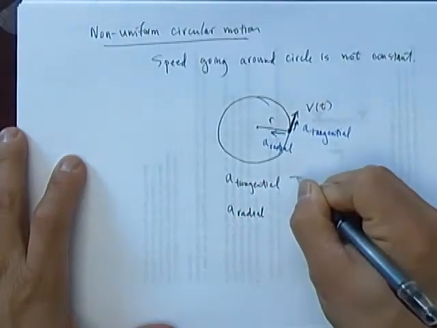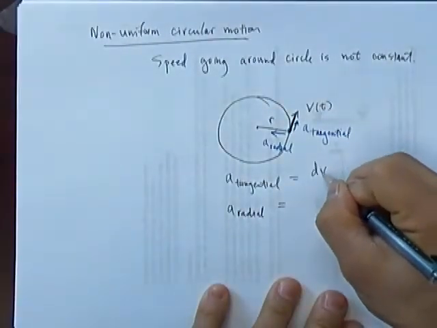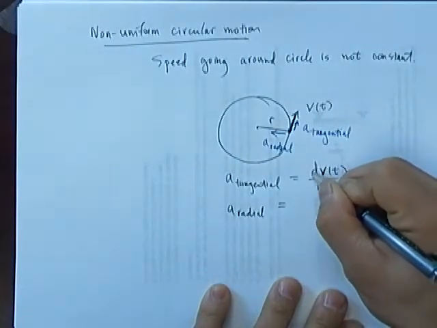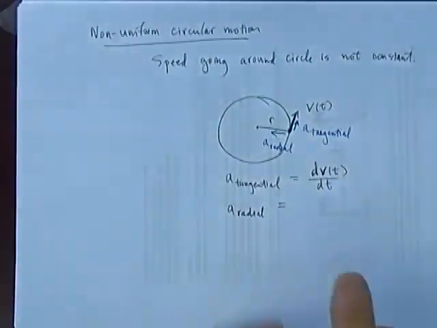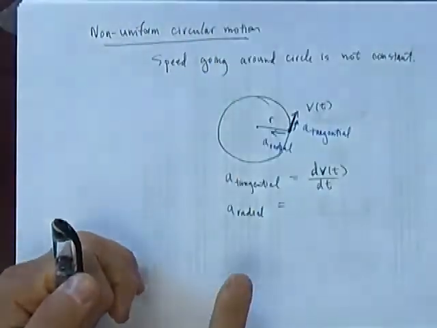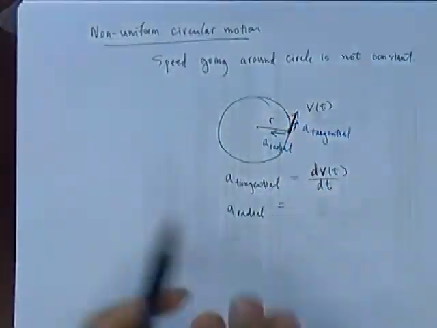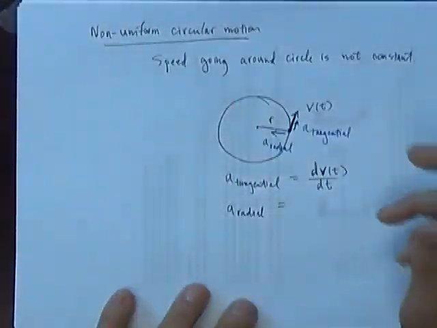And the formulas are actually the same formulas we already know. For the tangential, it's just like we had for motion in a straight line: you just take the time derivative of the speed. That makes sense. If something's going in a straight line and it's speeding up, then we have an acceleration going in that direction. If it's slowing down, then we have acceleration going in the opposite direction.